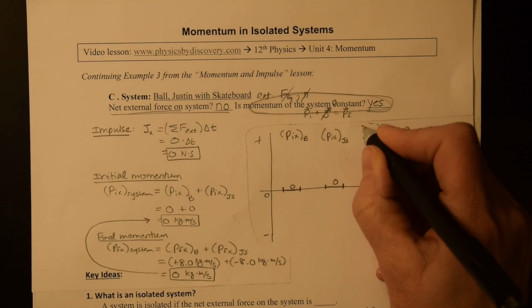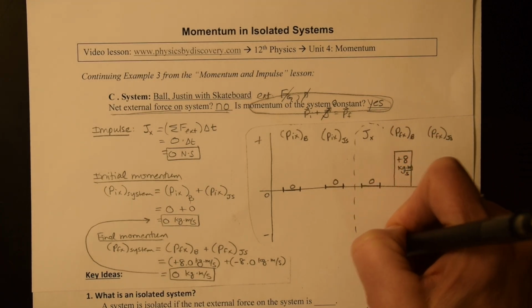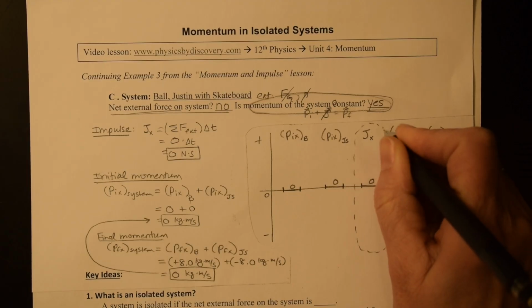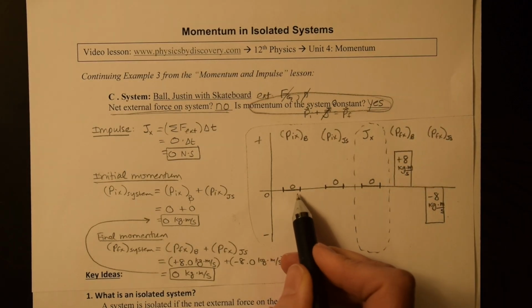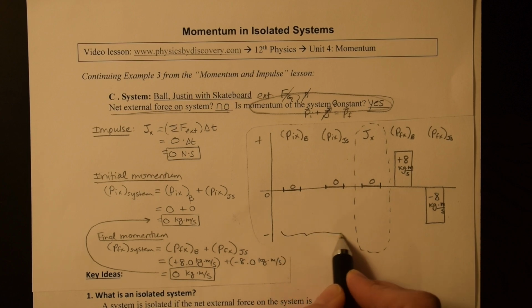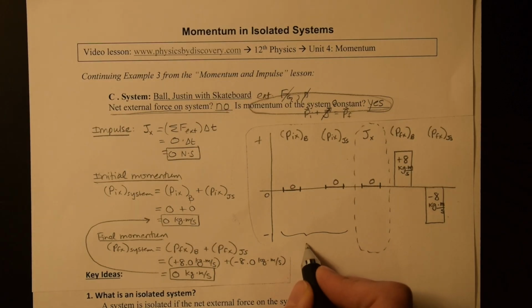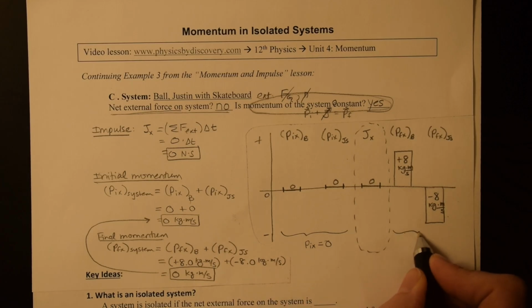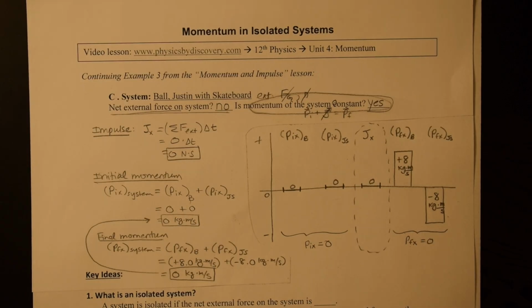So I'm going to put the little dashed boundary around the impulse. So we can see, if we think about the whole system, that with both the ball and Justin and the skateboard included in the system, the total momentum beforehand of the system is 0. And then afterwards, including both in the system, the final momentum is 0. So we see momentum is conserved.